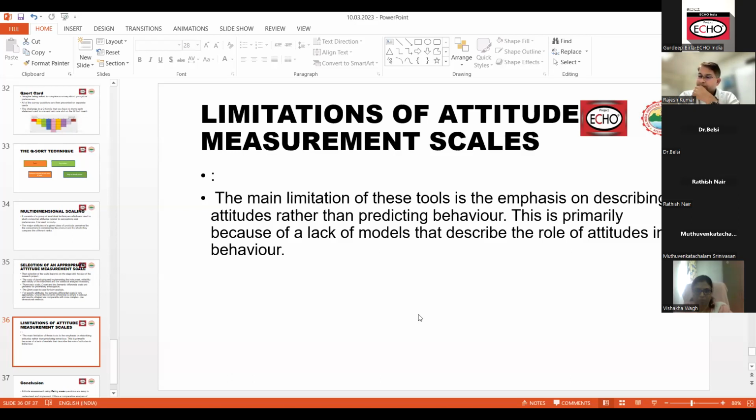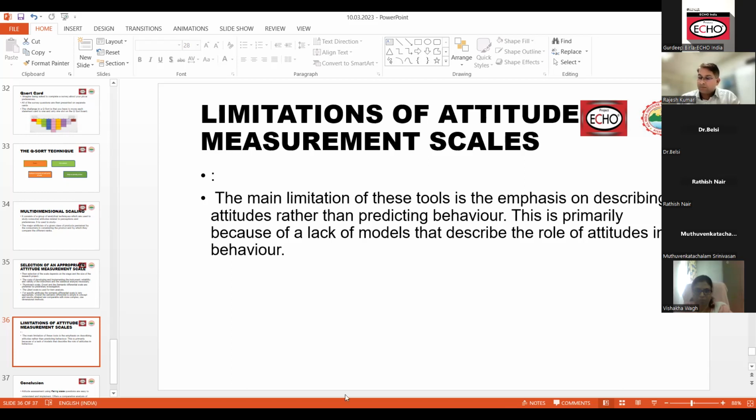So it is, you have measured the attitude and not predicting the behavior of a particular group. This is primarily because of the lack of models that describe the role of attitudes in predicting behavior.